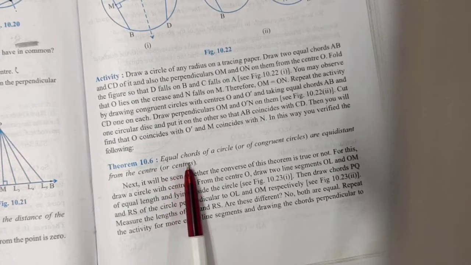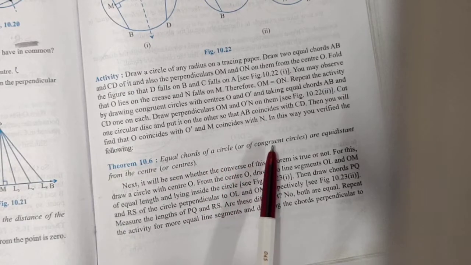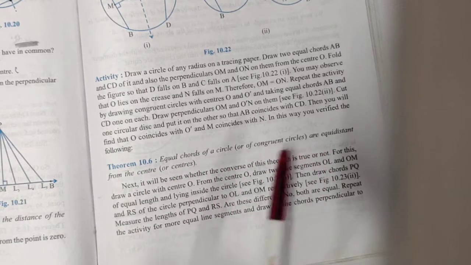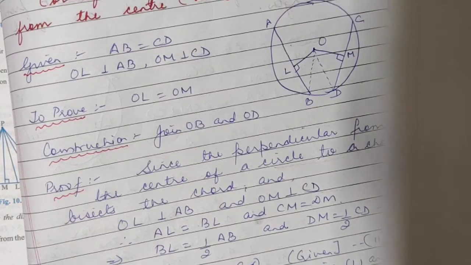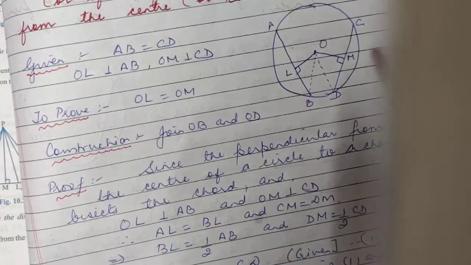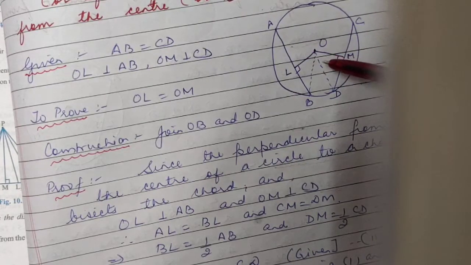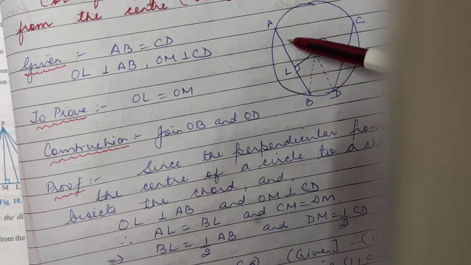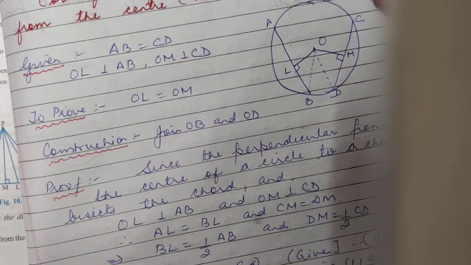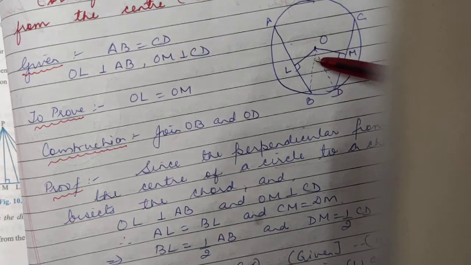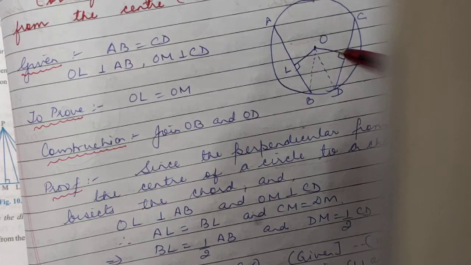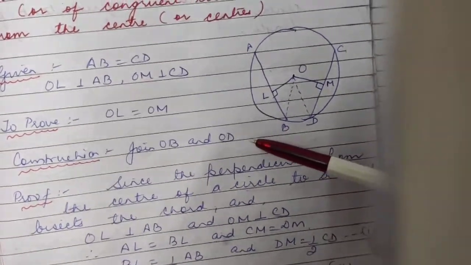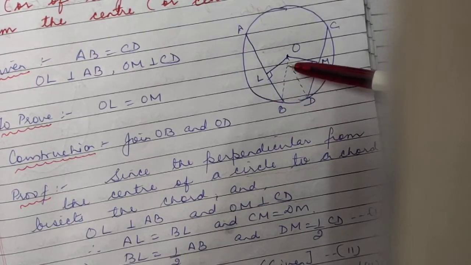Now let's do theorem 6. According to theorem 6, equal chords of a circle or of congruent circles are equidistant from the center or centers. So it is given that AB and CD are the two equal chords of the circle with center O. OL is perpendicular to AB and OM is perpendicular to CD. We have to prove that OL equals OM, that is, equal chords are at equal distance from the center. For this join OB and OD.